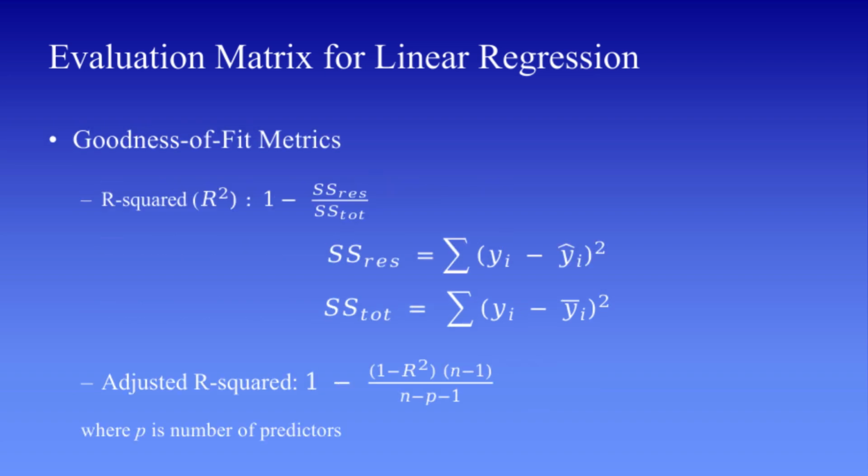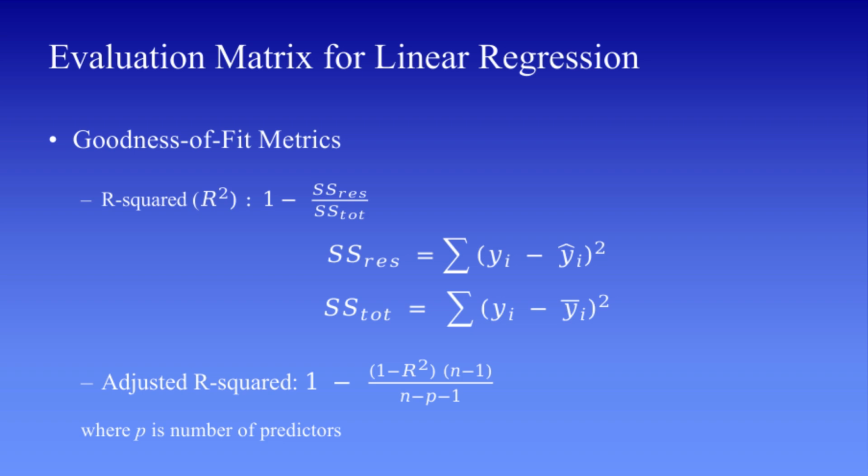Now let's move to another set of evaluation metrics known as goodness of fit metrics, which help us understand how well our regression model explains the data. The first and most important metric here is R-squared, also known as the coefficient of determination. R-squared measures how much of the variation in the dependent variable is explained by the model. In other words, it tells us how well our regression line fits the data.